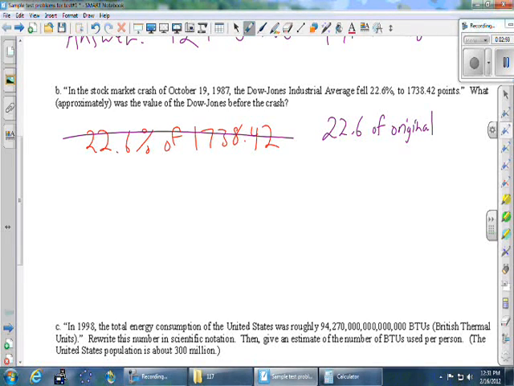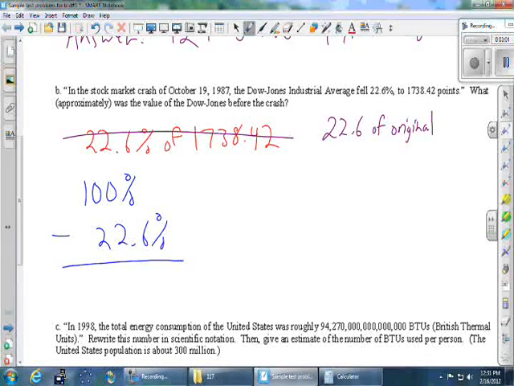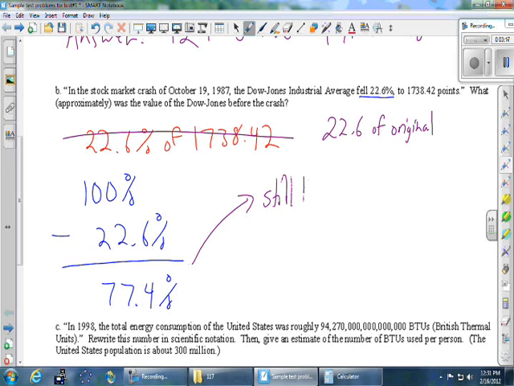But here what we need to do is think about if you start with 100% of something, then you lose 22.6% of it, which is what happened in this case, then how much do you end up with? And the answer here is 77.4%. So instead of thinking of this as a fall of 22.6%, I'm going to think of it as we still had 77.4% of the original.